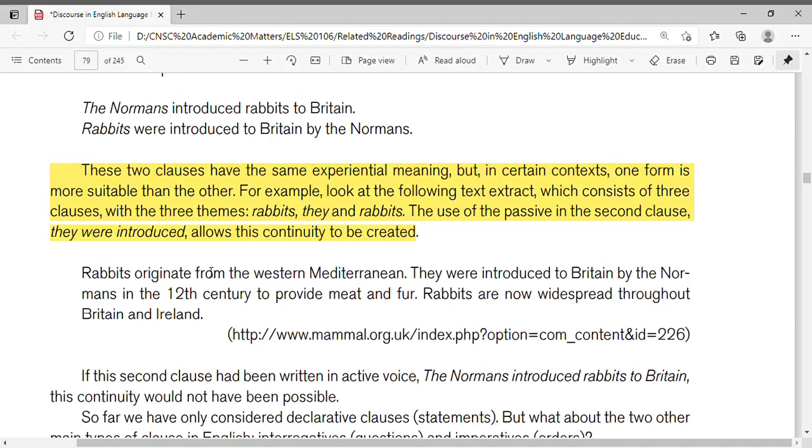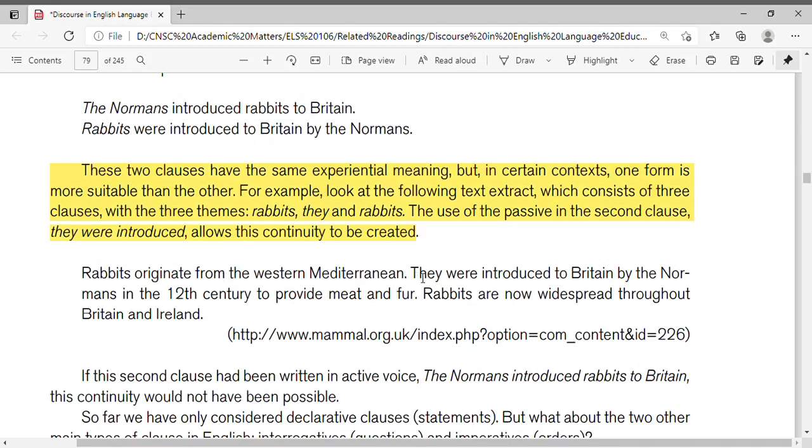Rabbits originate from the Western Mediterranean. They were introduced to Britain by the Normans in the 12th century to provide meat and fur. Rabbits are now widespread throughout Britain and Ireland. The first sentence follows an active structure, while the second one uses a passive structure.